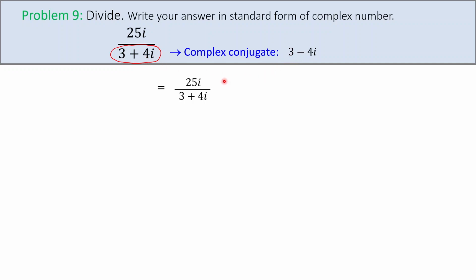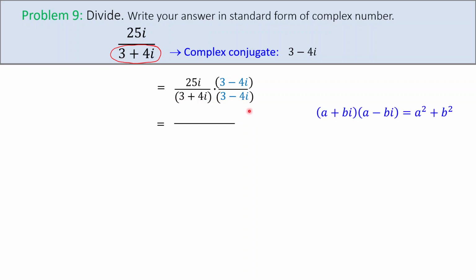Now you need to multiply and divide this. So multiply and divide. Put parentheses. Now you can simplify this by using this formula. So this 3 is a, this 4 is b. So a squared plus b squared, that is 3 squared plus 4 squared.